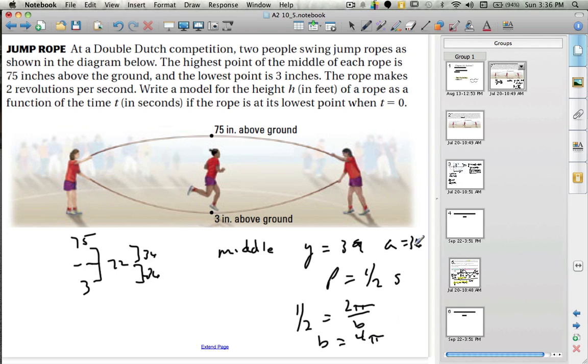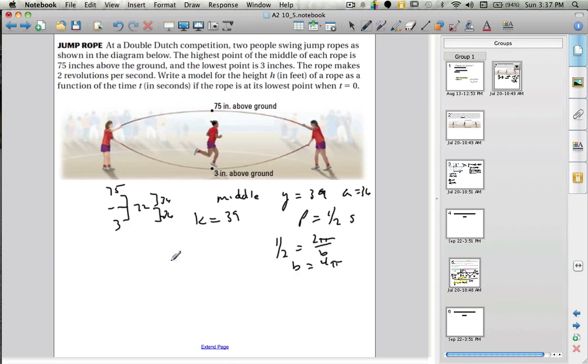All right, I have a, I have b, but I have to know now, for me to get y is equal to 39, that my k value has to be 39. That's what's going to shift it from y is equal to 0 all the way up to 39. All right, and then I shouldn't have any horizontal shifting that I can see.